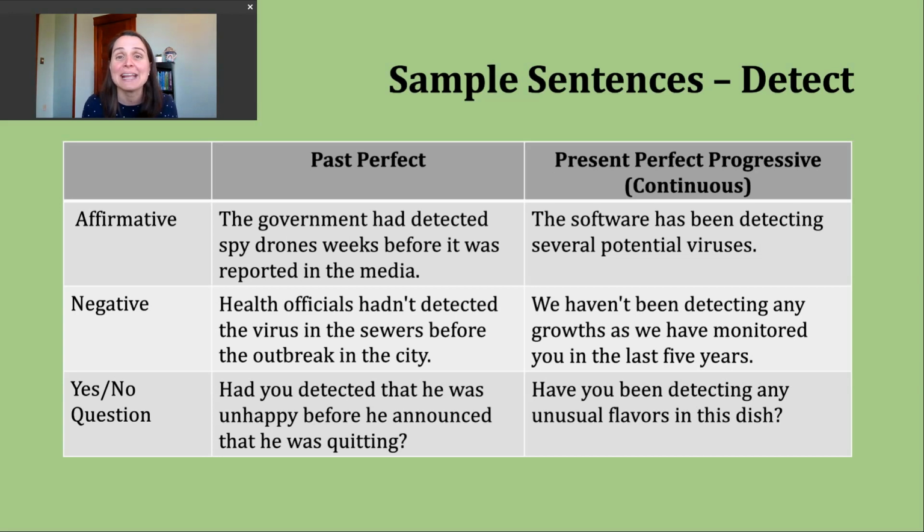Finally, let's look at making a yes or no question in the present perfect progressive. To do this, I start with have or has, then I have my subject, then the participle been, and then the ing form of the verb. My last example is, have you been detecting any unusual flavors in this dish? Maybe I've experimented with something, right? And I'm kind of wondering, can you perceive something that maybe is in small quantities?